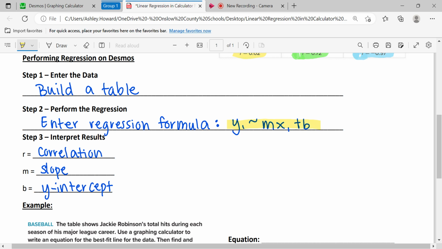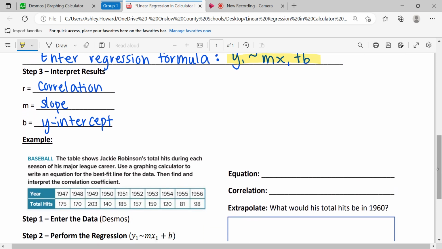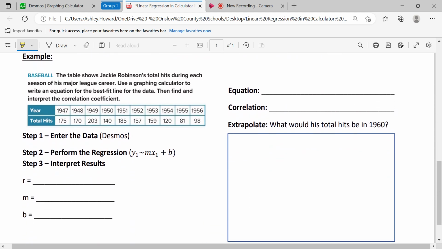So our example down below is given. The table shows Jackie Robinson's total hits during each season of his major league career. Using a graphing calculator, write an equation for the best fit line, then find and interpret the correlation coefficient.